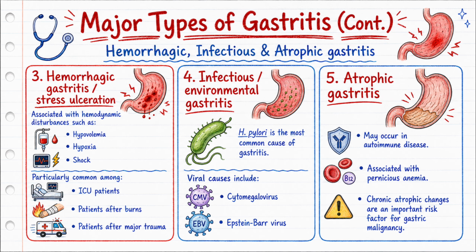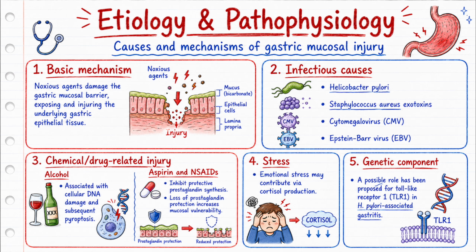Finally, atrophic gastritis involves progressive loss of gastric glands and may occur in autoimmune disease. Autoimmune atrophic gastritis can lead to vitamin B12 deficiency and pernicious anemia and is also associated with an increased risk of gastric neoplasia. Having reviewed the major types, we can now move to the etiology and pathophysiology.